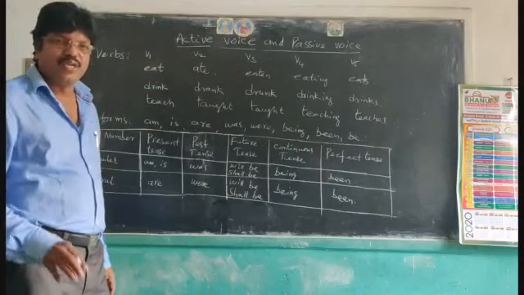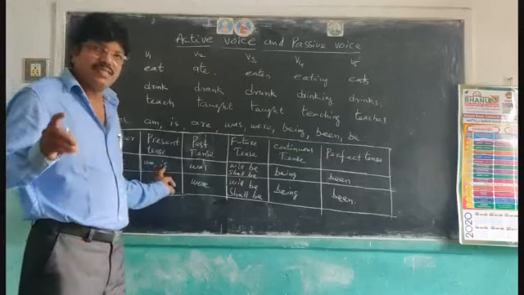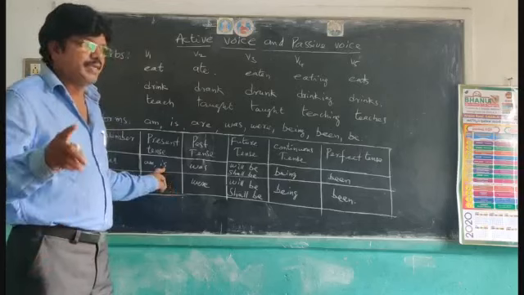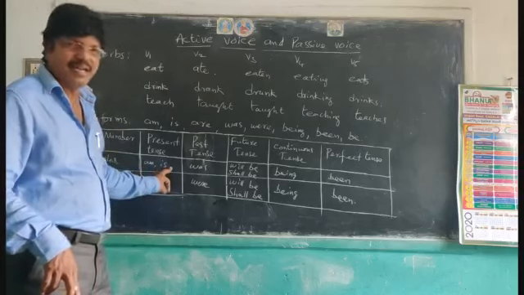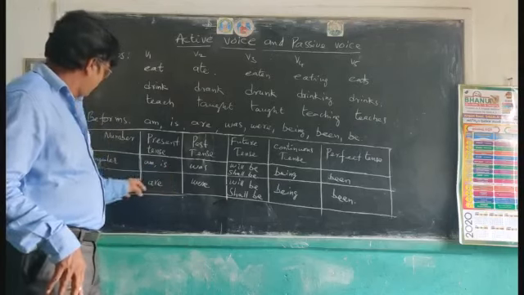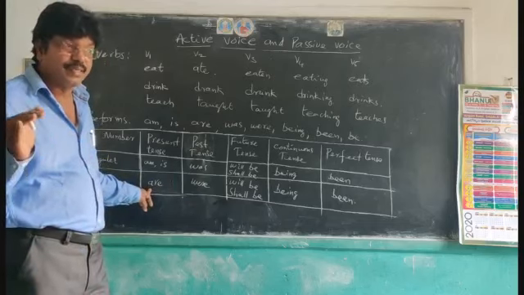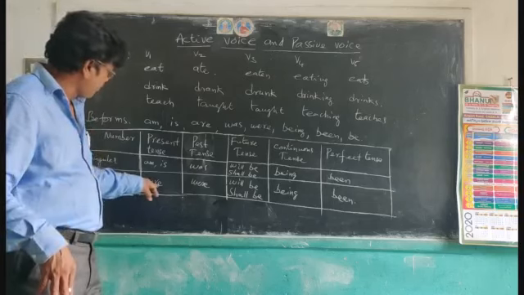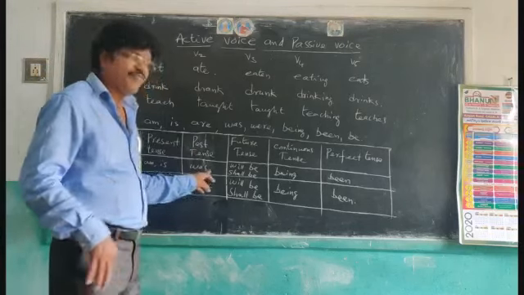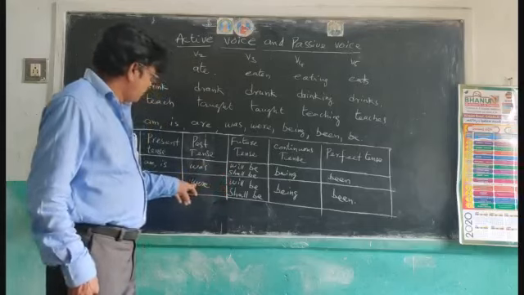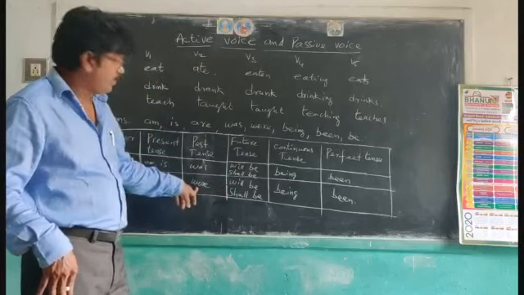In present tense, we use be forms based on the subject. If the subject is singular, we use the be form am or is. If the subject is plural, we use the be form are. In past tense, if the subject is singular, we use the be form was. If the subject is plural, we use the be form were.